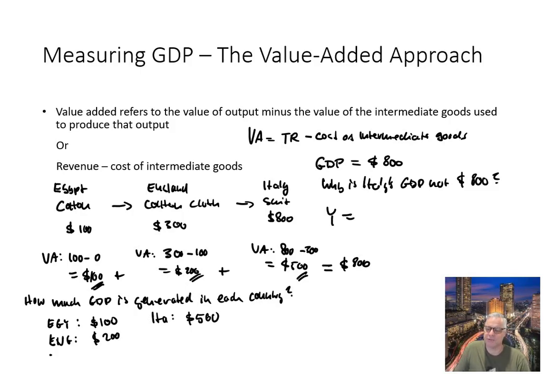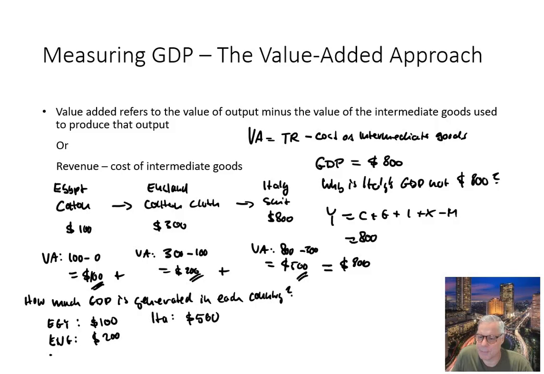Y is the total market value of all final goods and services produced. And so we have, in this case, C plus G plus I plus exports minus imports. So in this case, let's say some Italian gentleman bought the suit for 800, right? So that is clearly the total market value.